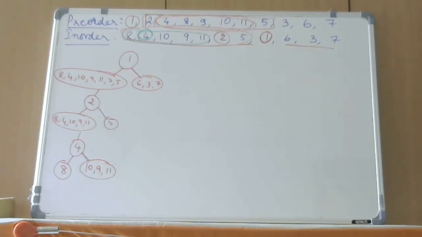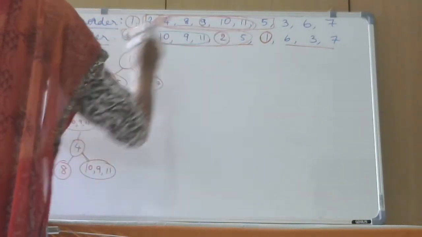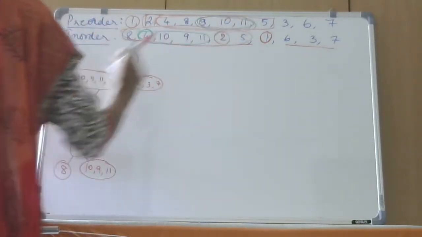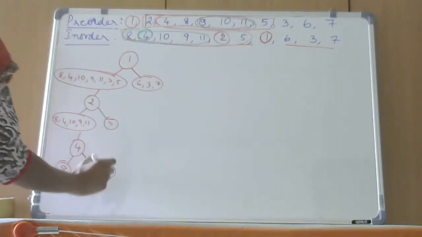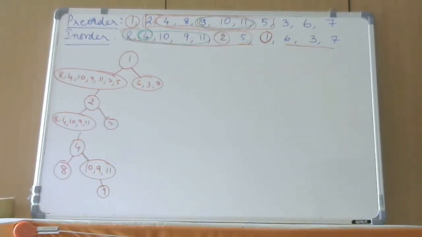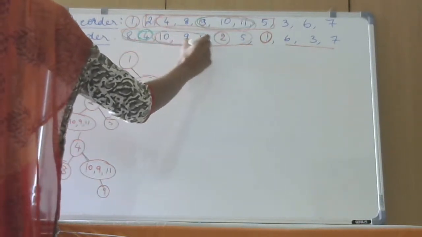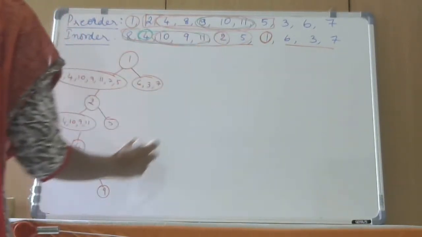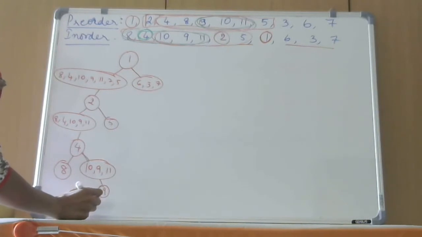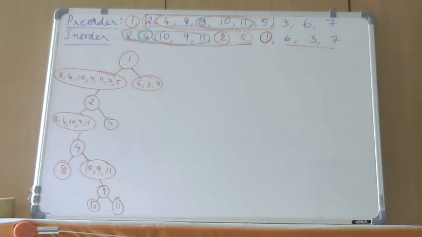Again, 10, 9, 11 I should see. If you see here, 9 is coming first, correct? So 9 will be the root. Here, left is 10, right is 11. We are done with the left subtree. Let's move to the right subtree.